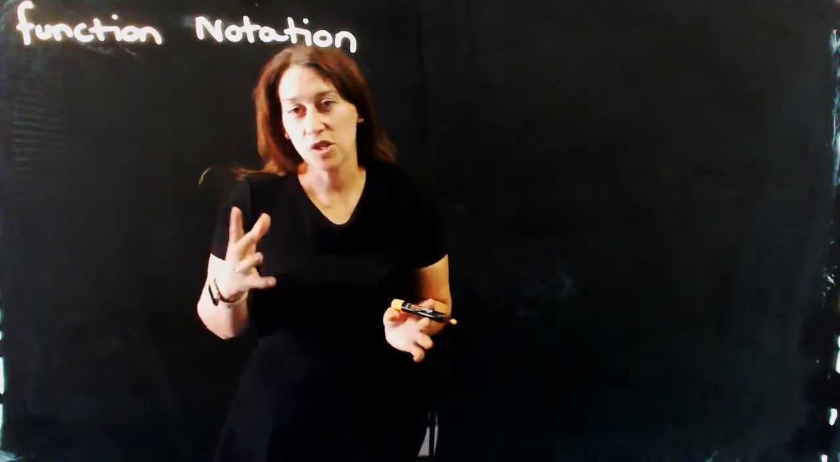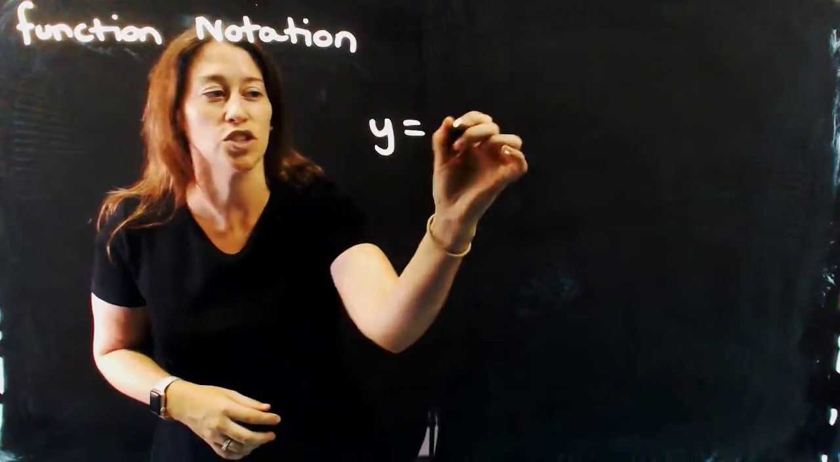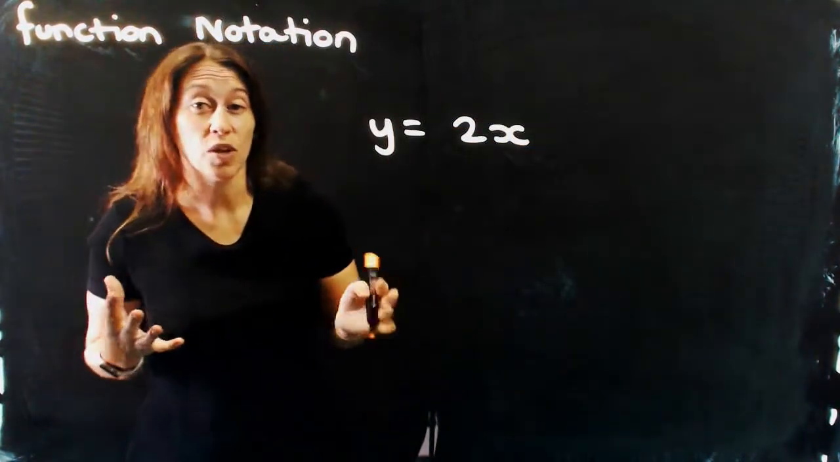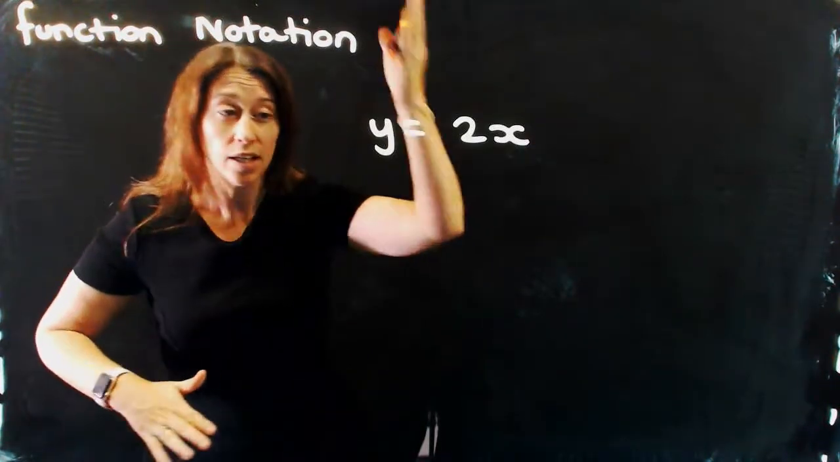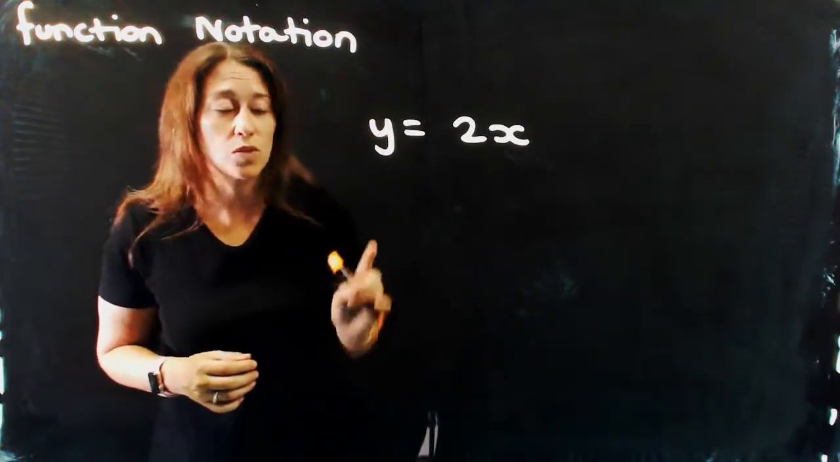Today we're going to look at function notation. What I want you to do is consider the function y equals 2x. Now you can do the vertical line test on the graph to know whether it is a relation or a function. Well, I can tell you it's a function because it's a straight line. When we cut the vertical line down it just cuts it once, which means it's a function.